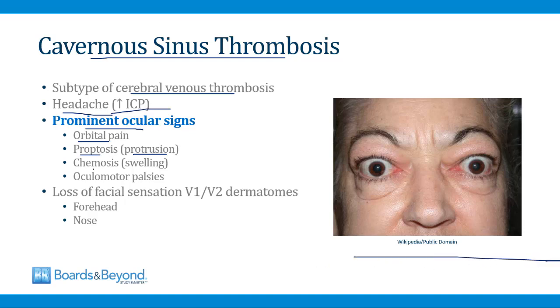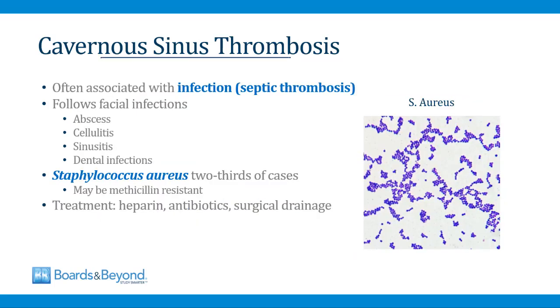Cavernous sinus thrombosis can cause chemosis, which is swelling, and it can also lead to oculomotor nerve palsies because the oculomotor nerve has fibers that run in the cavernous sinus. In addition, the patient can lose sensation to the V1 and V2 dermatomes of cranial nerve 5. These dermatomes include the forehead and the nose, and that's because these fibers also run in the cavernous sinus, and when it gets engorged and swollen with blood from an obstructing thrombosis, it can compress those nerves and they stop working. Cavernous sinus thrombosis often occurs in association with infection.